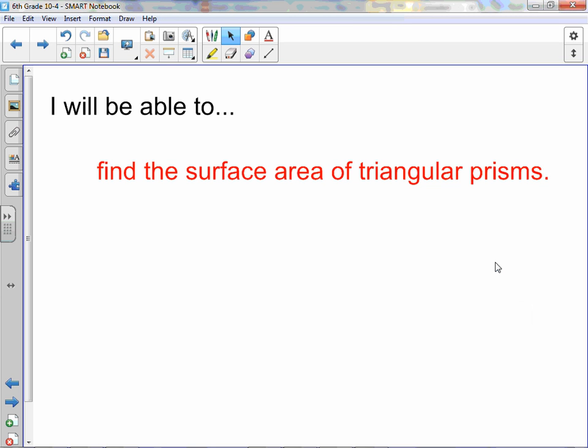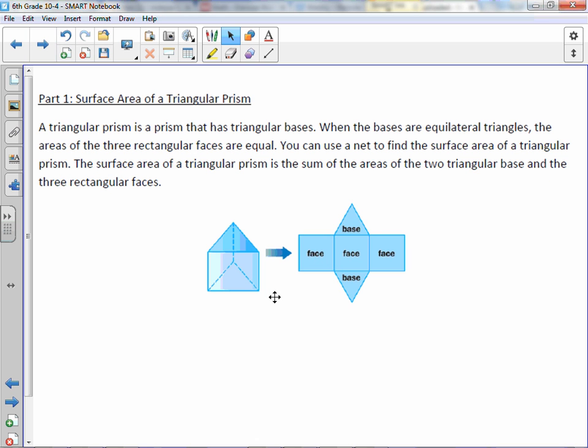Chapter 10, Lesson 4, Surface Area of Triangular Prisms. You will be able to find the surface area of triangular prisms. A triangular prism is a prism that has triangular bases.